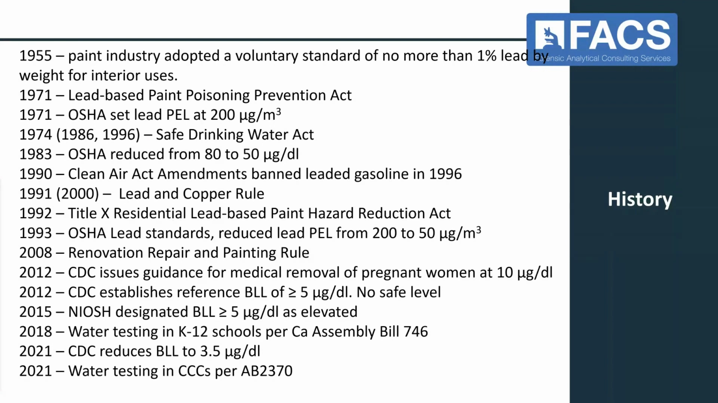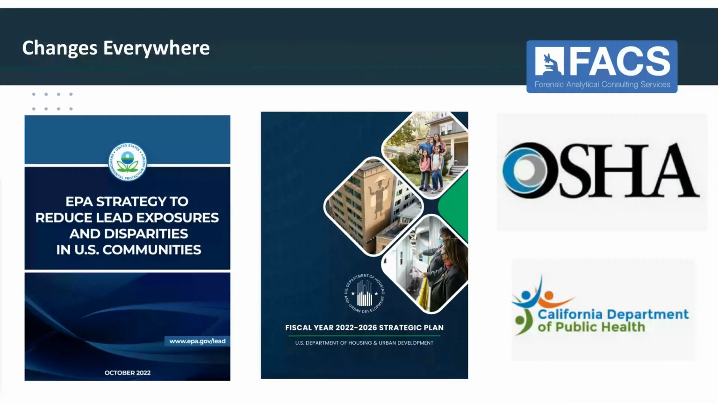Changes everywhere. Starting in about 2021, 2022, we started to see federal EPA, federal HUD, and federal OSHA all starting to move towards making changes in their standards related to lead. All of these federal agencies move very, very slowly, but they've got different plans and proposed rulemakings related to changing their lead regulations. This is happening at the federal level at the same time that it's happening at the state level in California and in many other states.